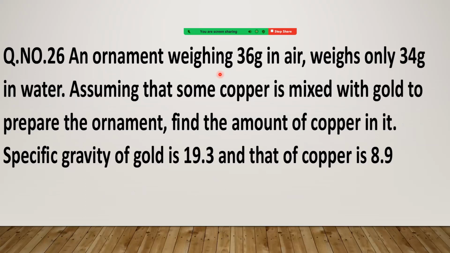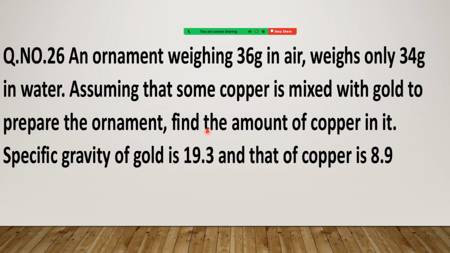An ornament weighing 36 gram in air weighs only 34 gram in water. Assuming that some copper is mixed with gold to prepare the ornament, find the amount of copper in it. We are given the specific gravity of gold and that of copper. So the condition is the ornament weighs 36 gram in air. Remember, this is not a mass, it's actually weight, 36 gram weight. When it is immersed in water, it weighs 34 gram weight. This is weight and this is also weight only, because mass is a constant.